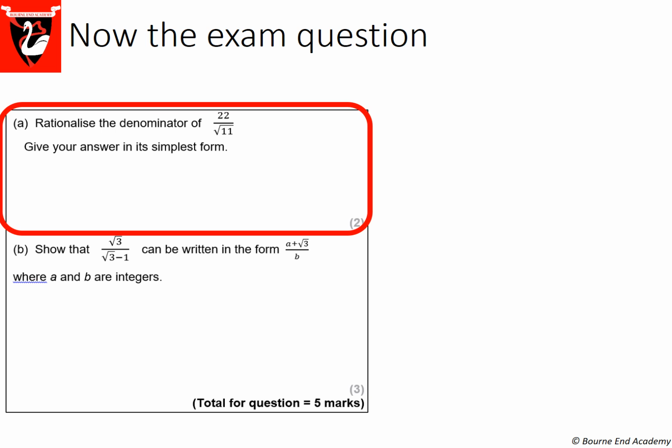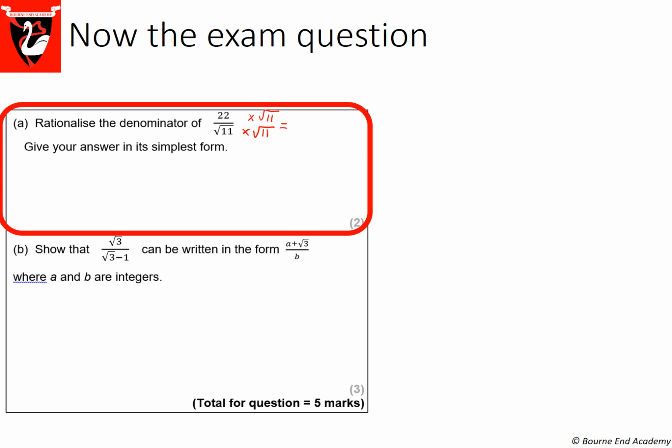You are now ready to have a go at the exam question that was presented on the first slide. Pause the video. Okay, so how do you do this question? The denominator is root 11, so you're going to multiply both the denominator and the numerator by root 11. So what does this give you?